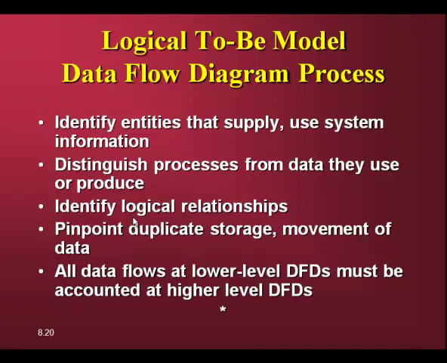Now we're looking at the logical to-be. We're looking at how the data flows through the entire process, and we diagram that out. We look at what entities are generating the data, where the data goes, how the different entities are related. We want to get rid of any kind of duplication that's within our system. So we're looking at the flow of data through the entire process.